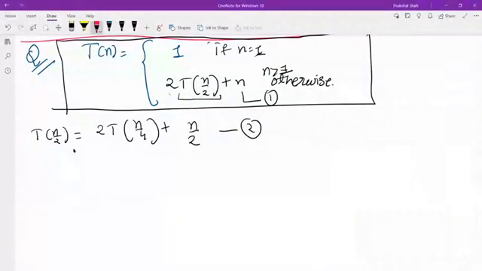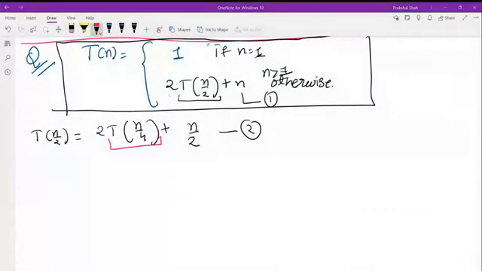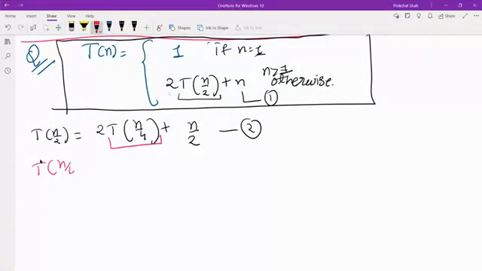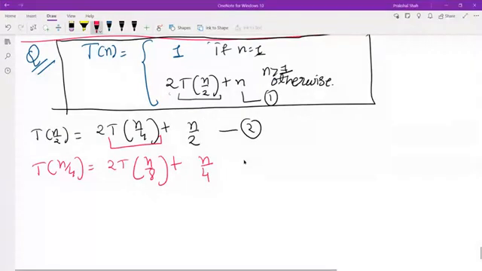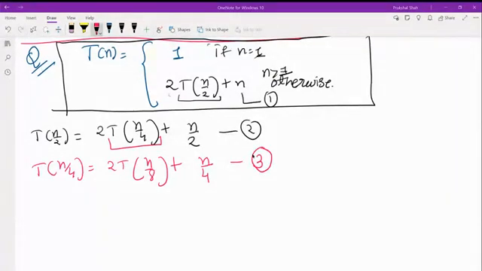Now in this particular thing, you will observe that it's demanding T of n by 4. So I'll find T of n by 4. It is nothing but 2T(n/8) + n/4. Can I say that? Yes or no, people? Okay? This will be my equation number 3, right?